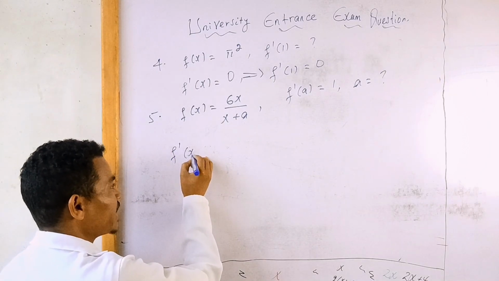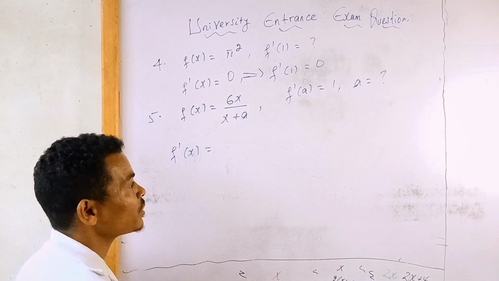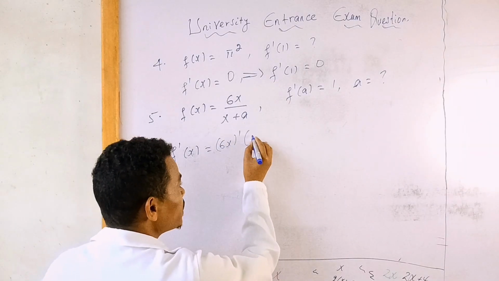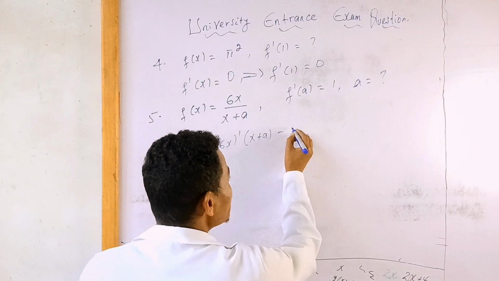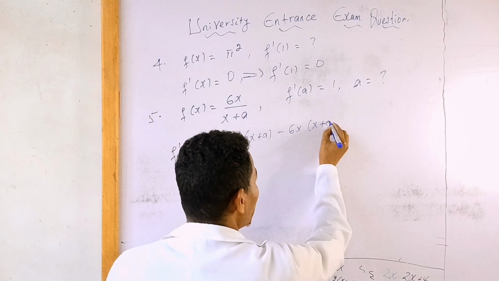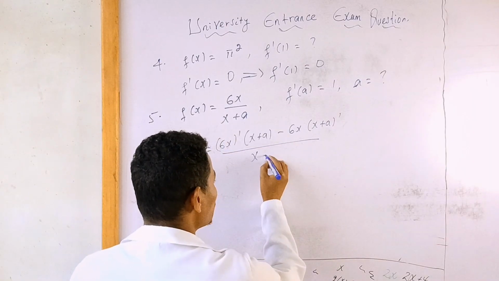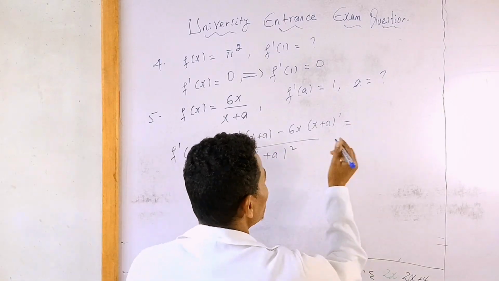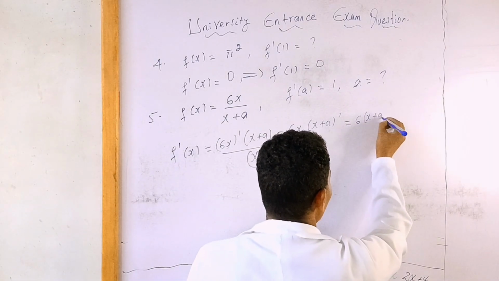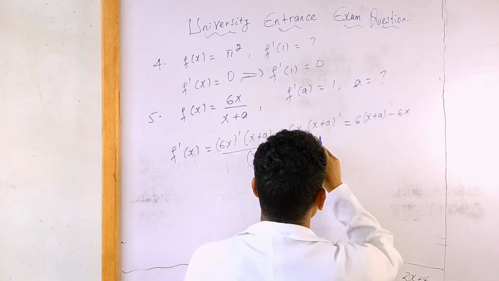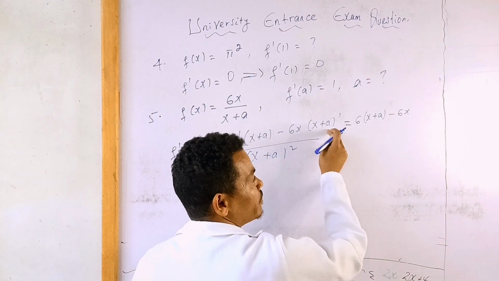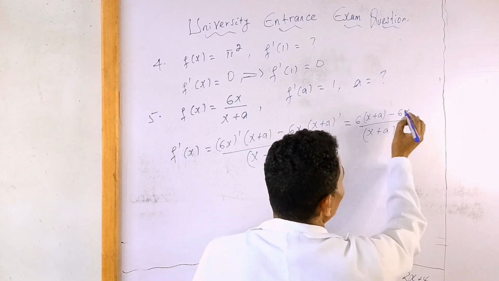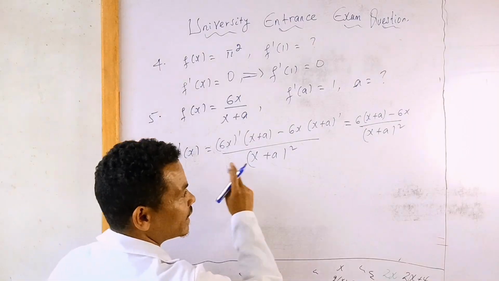f derivative of x, we apply the quotient rule. That is 6x derivative times x plus a, minus 6x times the derivative of x plus a, over x plus a the whole square. And this is the same as: 6x derivative is 6, into x plus a, minus 6x into the derivative of x plus a. The derivative of x is 1, the derivative of a is 0, so times 1, over x plus a the whole square.